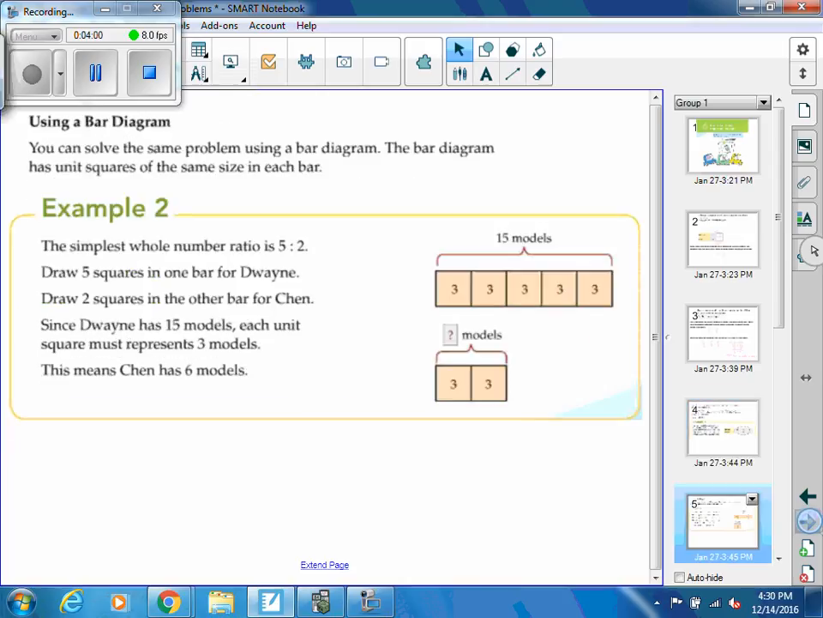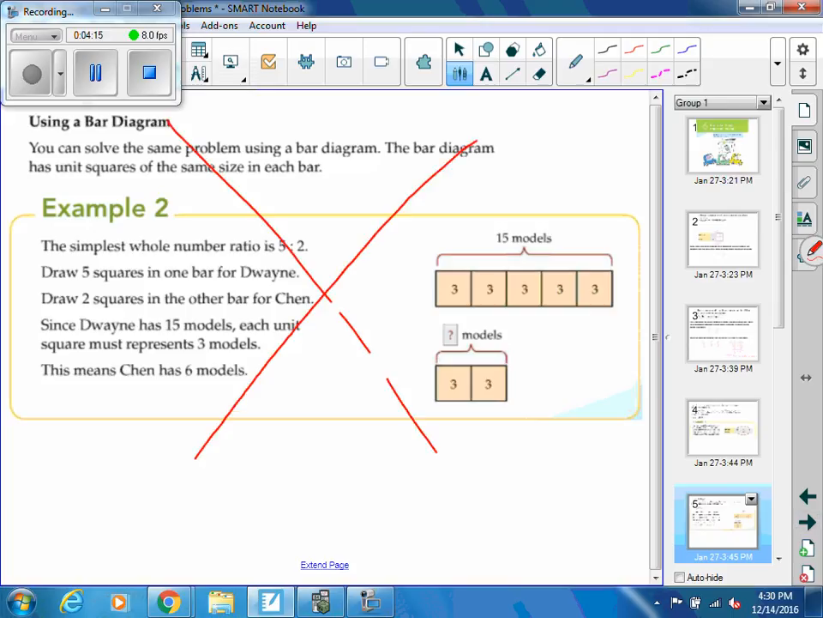Okay. This just gives an example of what a bar diagram is. We are not going to really worry about the bar diagram. Like I said, we're going to focus on writing the equations. So we can kind of just ignore that.